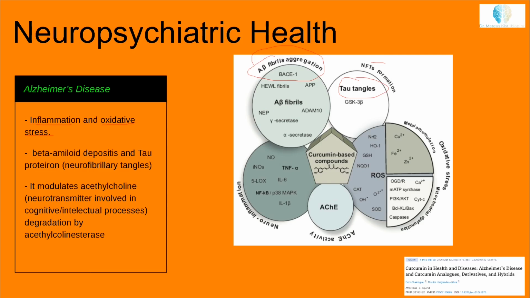Curcumin also has some action modulating the degradation of acetylcholine. Acetylcholine is a neurotransmitter that is involved in many cognitive or intellectual processes. Acetylcholine is degraded by an enzyme called acetylcholinesterase. Many of the medicines we use to treat Alzheimer's disease act by inhibiting this enzyme. And in laboratory studies, curcumin might play a significant similar effect.